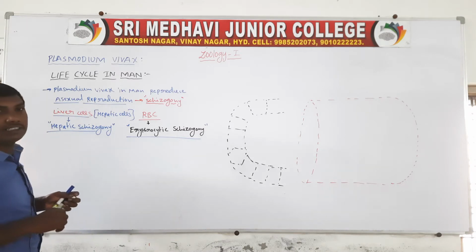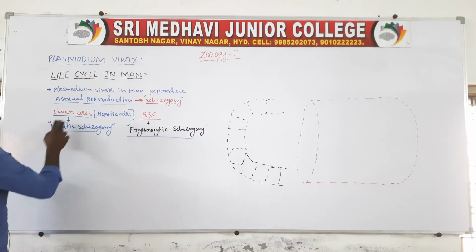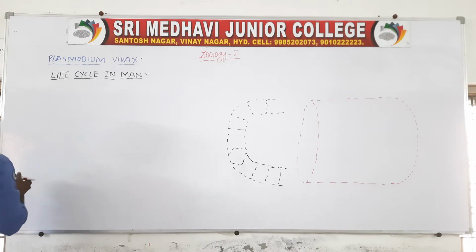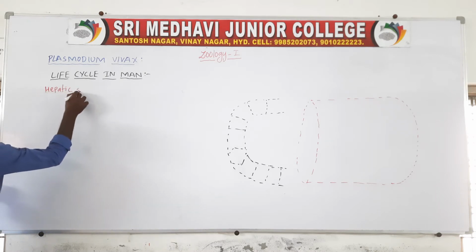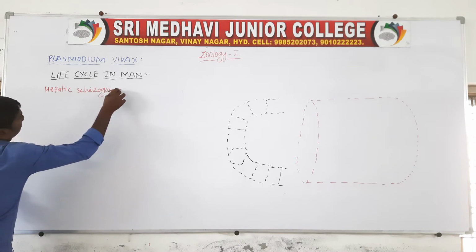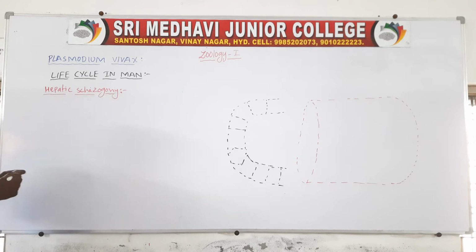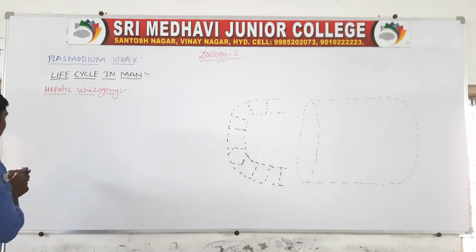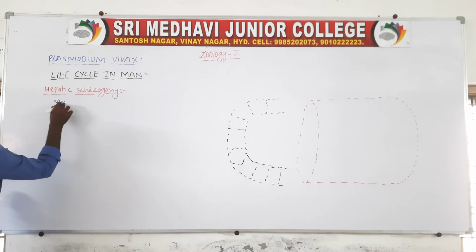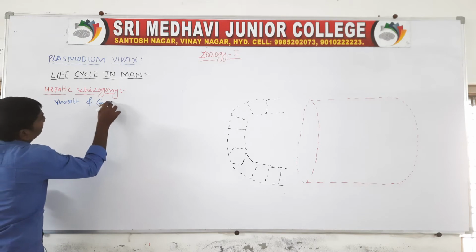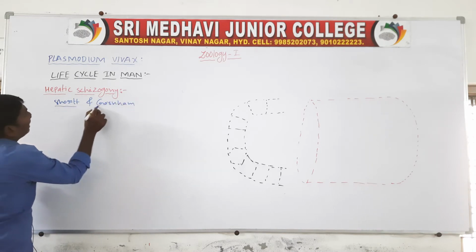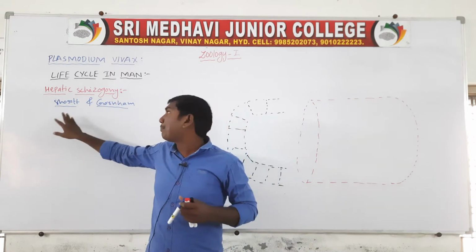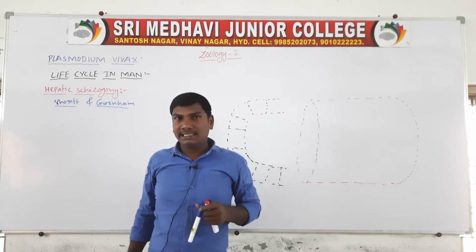First, hepatic schizogony. Hepatic schizogony means the asexual reproduction occurring in the liver cells. Hepatic schizogony was proposed by two scientists, Short and Garnham.